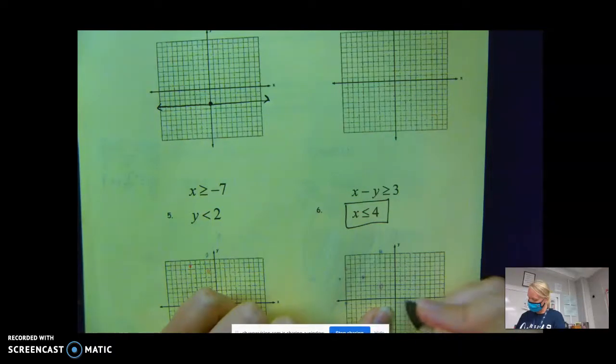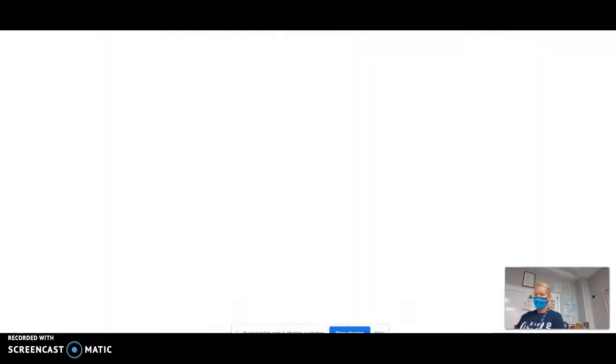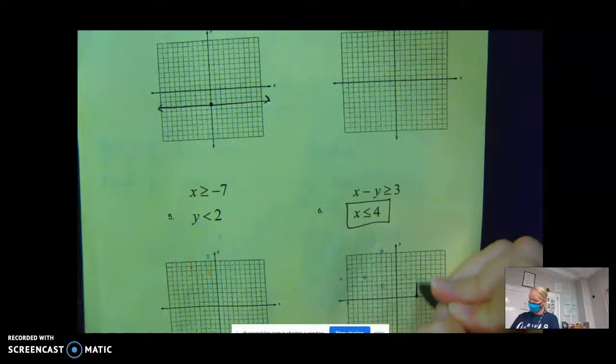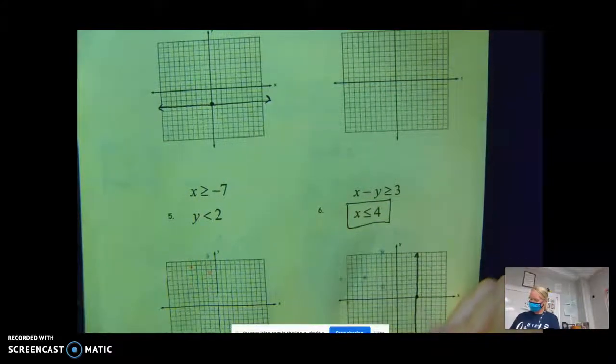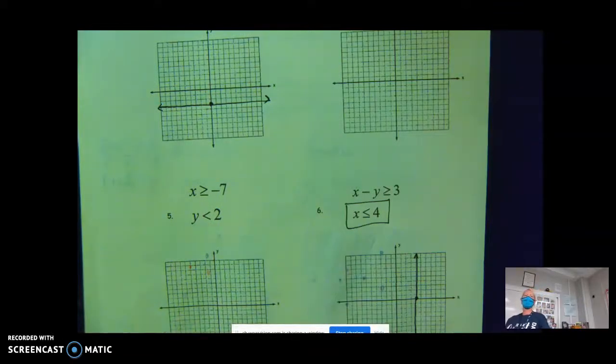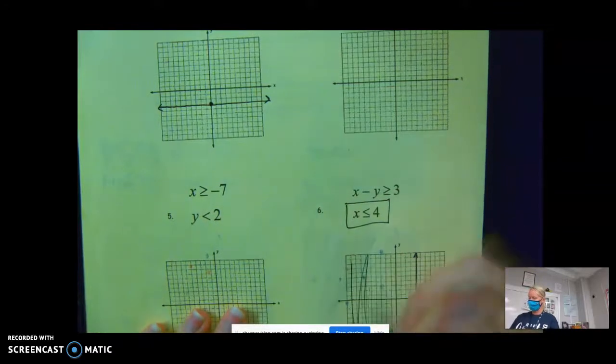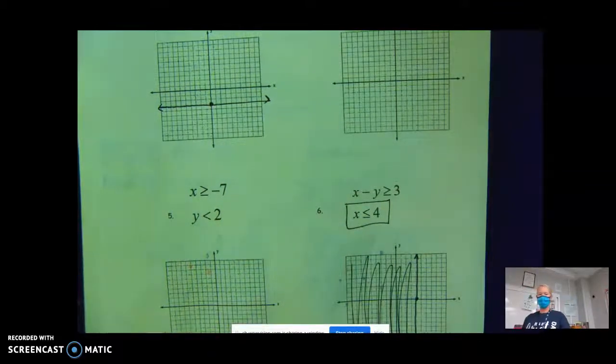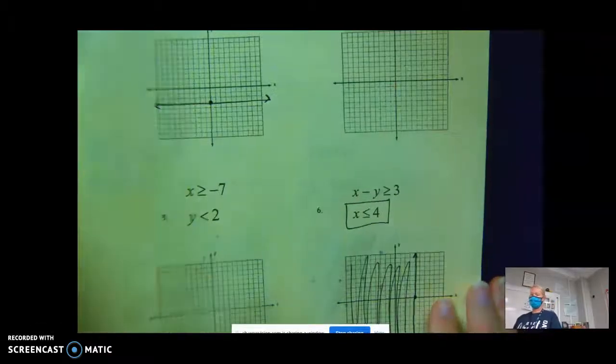So x is 1, 2, 3, 4 right here. We just said it's going to be vertical. We want less than 4. Which way are my numbers less than 4? To the right or to the left? Forward or backwards? Yep, left. Okay, that's all the information I wanted you to do on that.